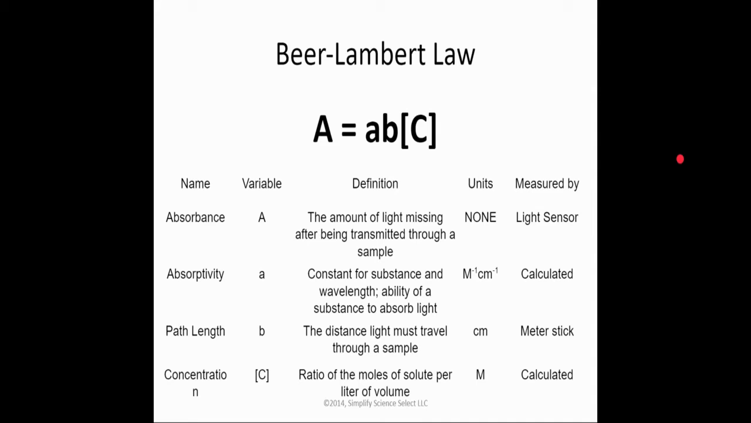Absorptivity or molar absorptivity is a constant specific to the substance. So if we're using food grade dye that's blue 40, then the absorptivity of that is a constant value, and I'll provide you with those absorptivity values. Path length is the distance that the light has to travel through a sample. So typically we use cuvettes, which are 1 centimeter in path length, but the path length can vary. And then concentration, of course, is the molarity or the ratio of moles of solute per liter of volume.